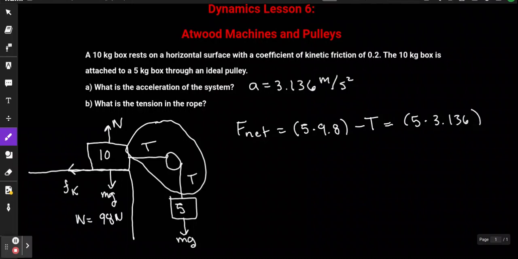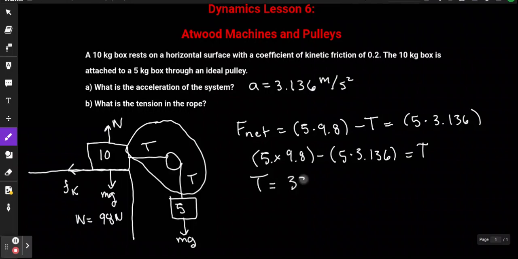So all I would do is rearrange the equation to isolate T, and I would have 5 times 9.8 minus 5 times 3.136 equals T. So let's put this in our calculator. 5 times 9.8 minus 5 times 3.136. And this gives us a tension of 33.32 newtons.